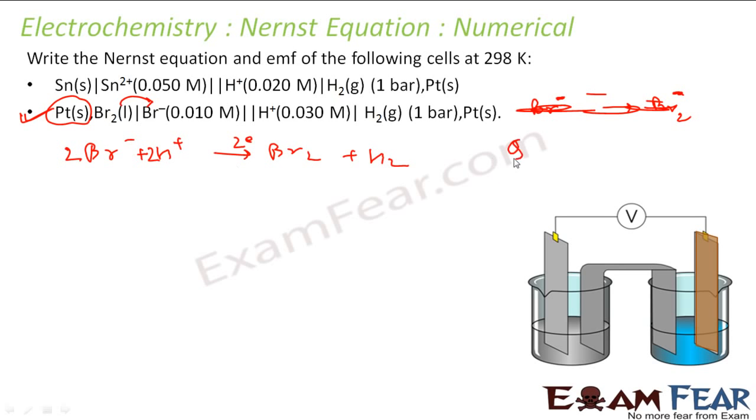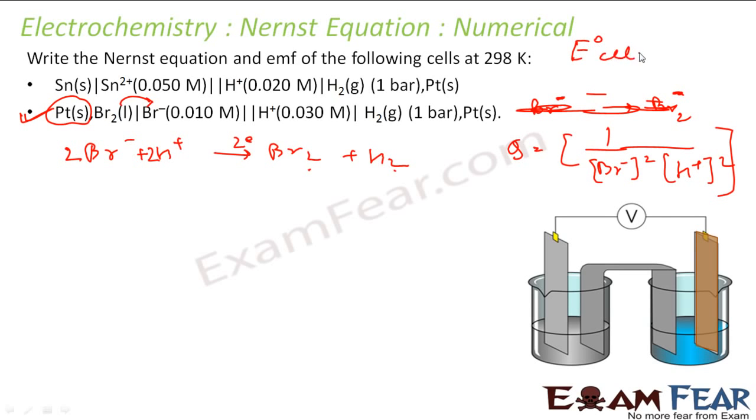So Q for this will be concentration of bromine and hydrogen, both are gas. So it will be 1, concentration of Br minus square, concentration of H+ square. This is the value of Q. Right? E naught cell you can find actually. It is nothing but E naught cell of hydrogen minus E naught cell of bromine, right? And that you will get as minus 1.08 volt.